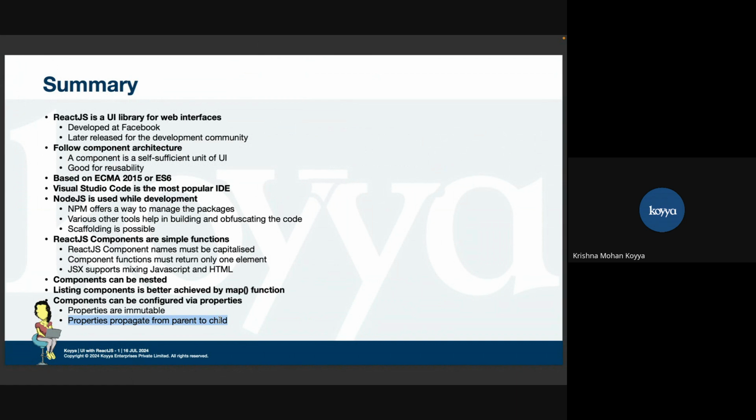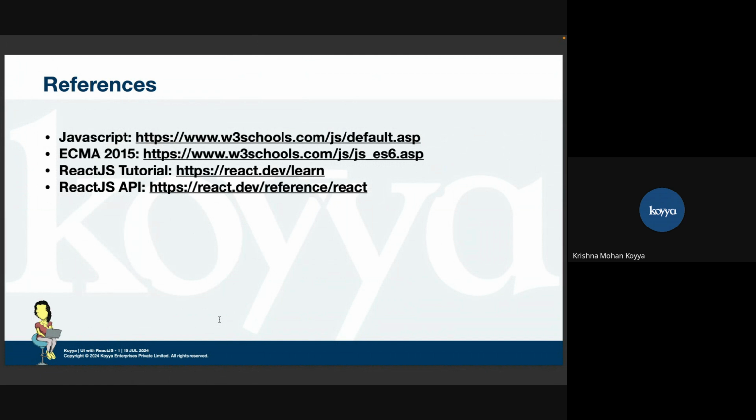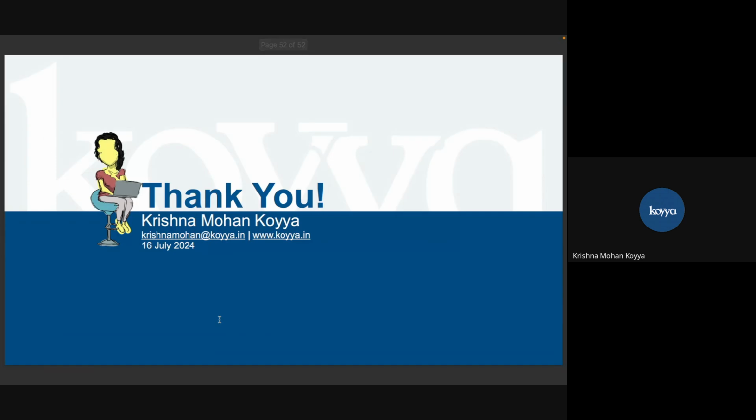These are the concepts that we have seen today. Basically, these are the references. You can refer to them if you are very new to JavaScript. W3Schools is one of the easy-to-use portals to learn any technology quickly, so look at W3Schools for JavaScript. If you know JavaScript but not ES6, which is ECMA 2015, then go to that second link. To learn more about ReactJS, you have some tutorials on their website. And to understand the actual API, like what React DOM is all about, you can go to that API documentation. These are the links. So that's it. I think we are done for the day.